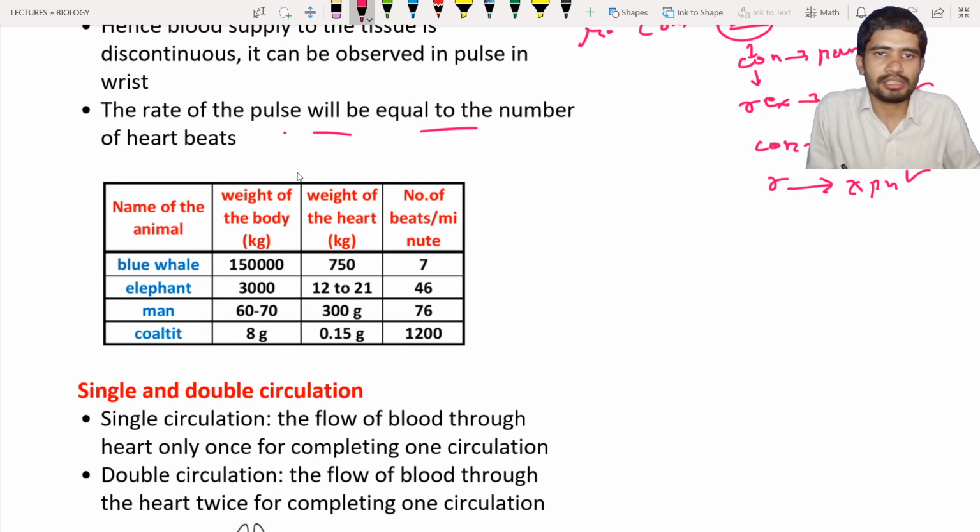But what you can see here is that there is a 750 kg heart in the case of the blue whale, but only 7 beats per minute. And what about the hummingbird? It has only 0.15 grams, not even 1 gram, but it has about 1200 beats per minute. Okay, hence you don't have to think in this way: if the heart is bigger, the number of heartbeats will be more. It is not the condition. Okay, it depends upon the metabolic rate of the organism. If the metabolic rate in the organism is more, the heartbeat is also more. It is not depending upon the weight of the heart.